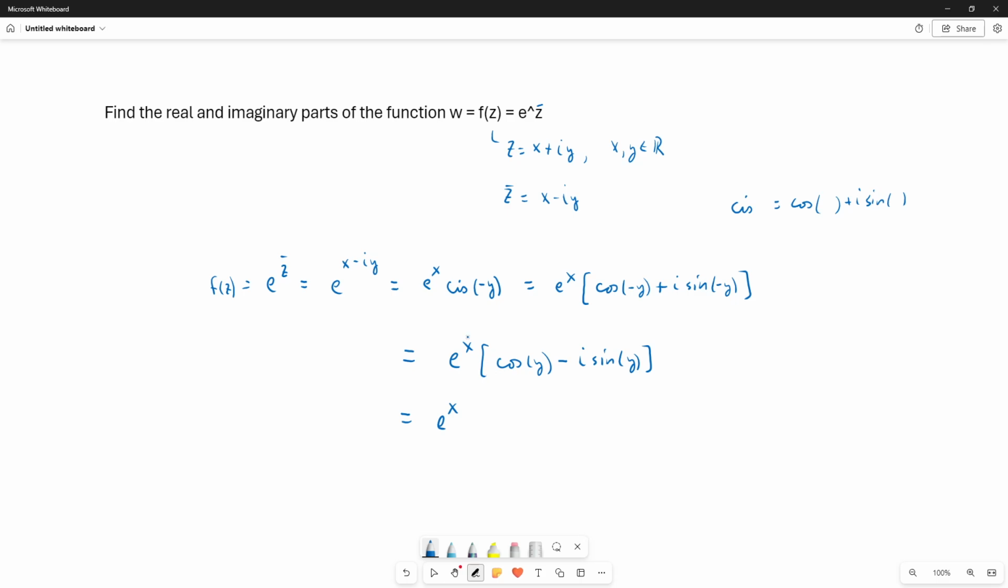If we want to split the real and imaginary parts up, we distribute the e to the x: e to the x cosine y. There's the real part. And then minus i e to the x sine y. So there's the imaginary part. So the real part of e to the z bar is e to the x cosine y, and the imaginary part of the function f of z equals e to the z bar is negative e to the x sine y.